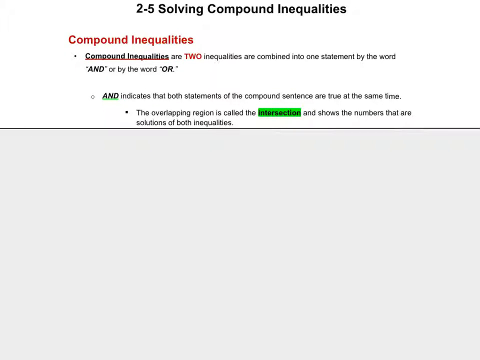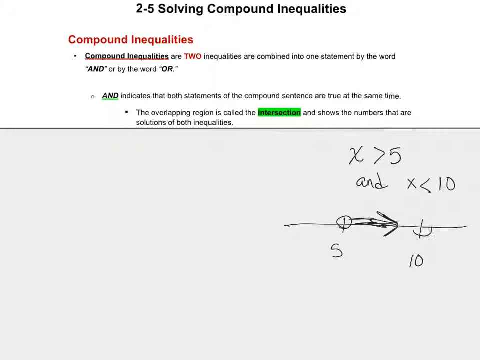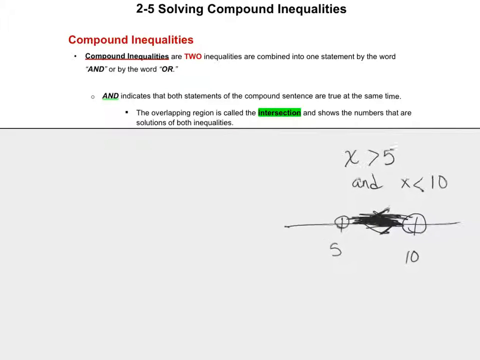So for example, if I say to you, I'm thinking of a number, and my number is x, and it has to be greater than 5, and it has to be less than 10. What this is saying is that both have to occur simultaneously. You have to be a number that's bigger than 5, but at the same time less than 10. If you were to graph that, if this was 5 and this was 10, x greater than 5 would go in that direction. x less than 10 would go in this direction. And so you have what we call an overlapping area, which is called the intersection. So all those numbers in between are what make the inequality true.